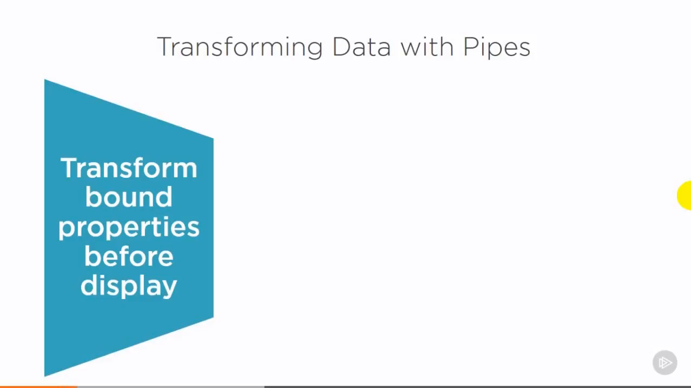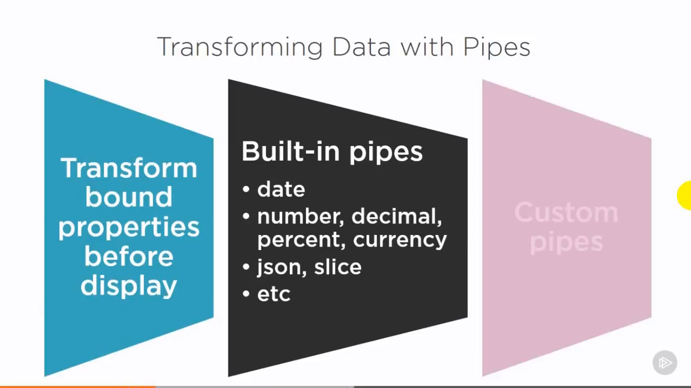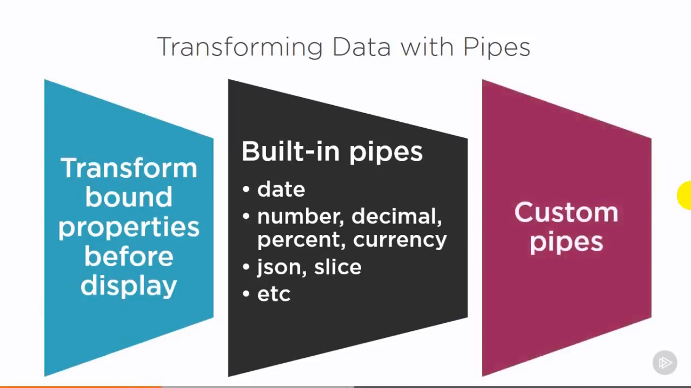Angular provides some built-in pipes for formatting values, such as date, number, decimal, percent, currency, uppercase, lowercase, and so on. Angular also provides a few pipes for working with objects, such as the JSON pipe to display the content of an object as a JSON string, which is helpful when debugging, and a slice pipe, which selects a specific subset of elements from a list. We can also build our own custom pipes, as we'll see in the next module.